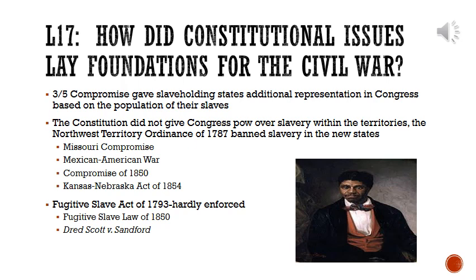But the issue of slavery is going to be kicked down the road for another time, and it's going to come on a pretty bad day, some 90 years later, called the American Civil War. So the Constitution did not give Congress power over slavery within its territories. The Northwest Territory Ordinance of 1787 banned slavery in the new states. So now what the Constitution has done is that it's going to leave up the issue of slavery to either some type of legal action by Congress or what we call popular sovereignty. Okay, so let the states decide.